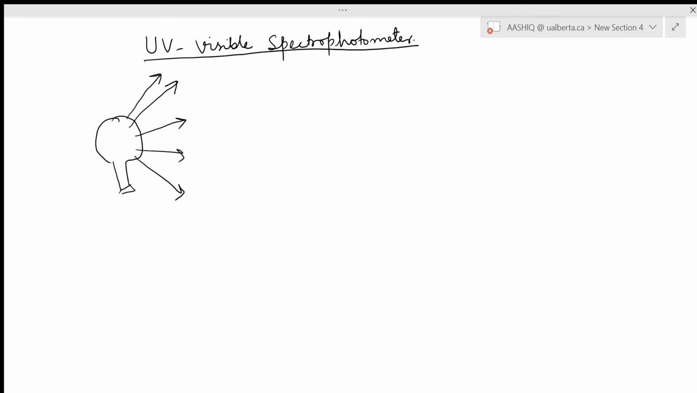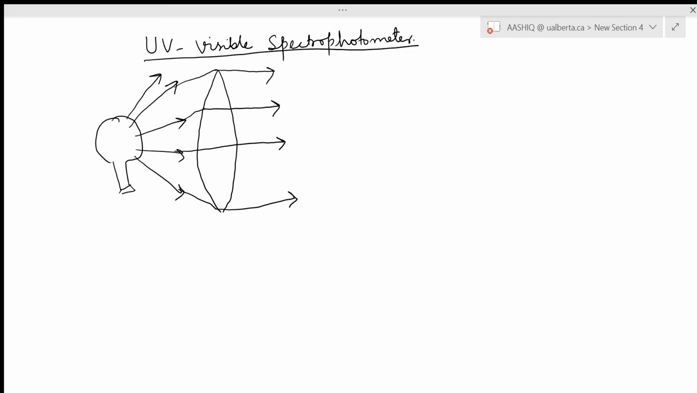Now what we need to do is set all these radiations in the same direction, or we need parallel radiations. For that, we need what we call a collimating system. Collimating means to make radiations parallel. Now see what happens. This radiation goes like this, and this lens converges these radiations like this. Okay, so all the radiations now are in a parallel direction.